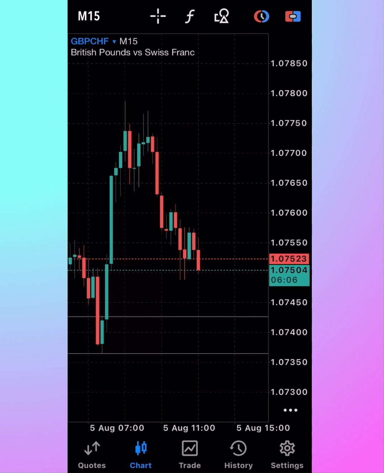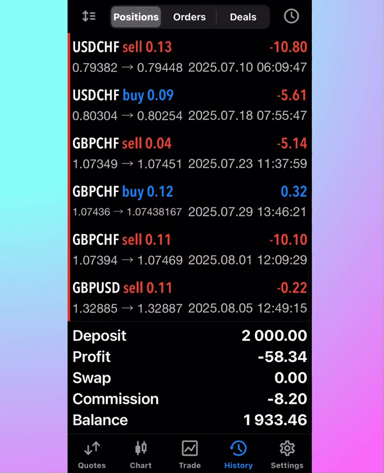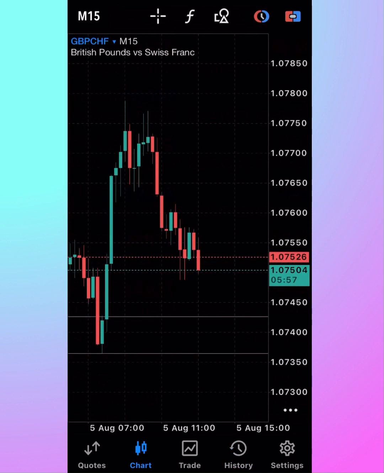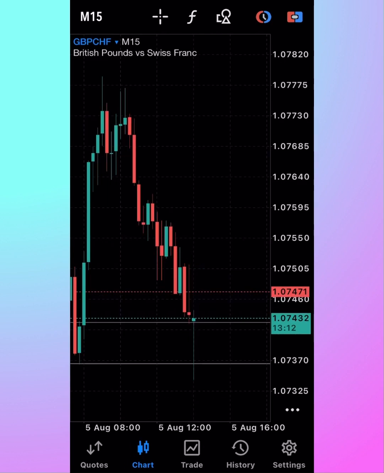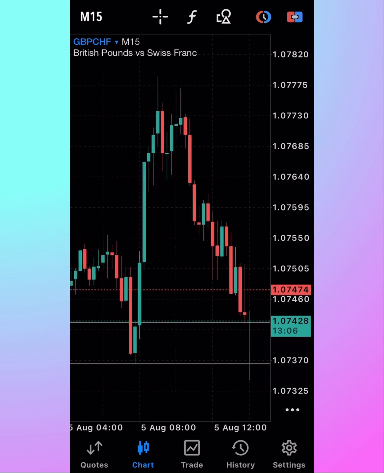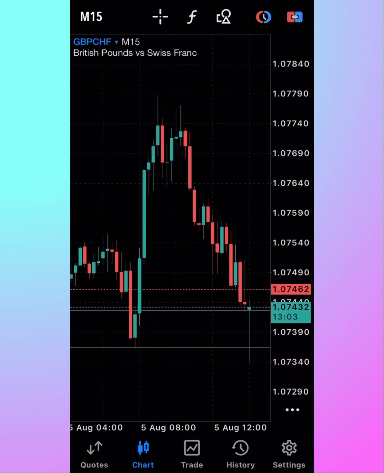So know that the GBP CHF trade has taken me out for a loss, and this is Tuesday, August 5th. So let's see how the whole thing plays out. I'll continue to update you guys though. Guys, as you can see, the price has broken below that structure, that order block. So it has invalidated the order block. It shows that the order block is inefficient and it is not going to work.